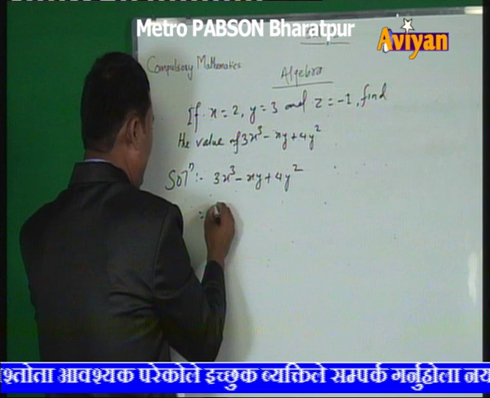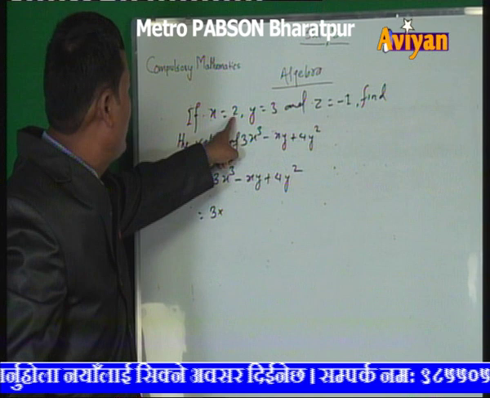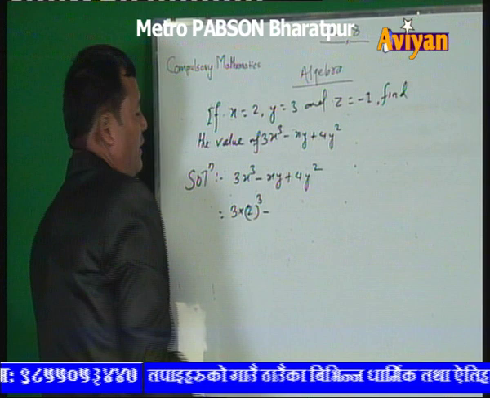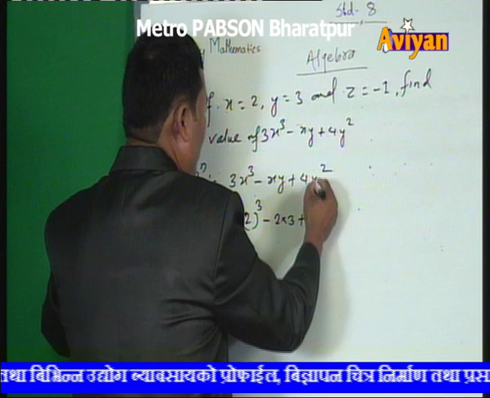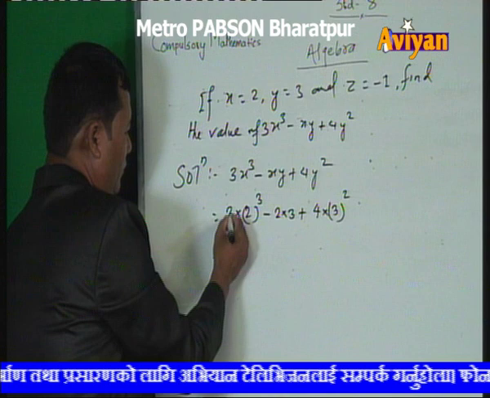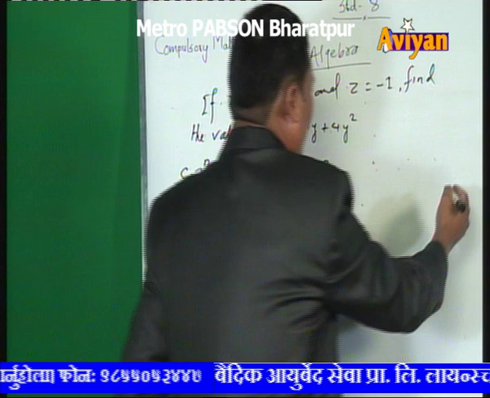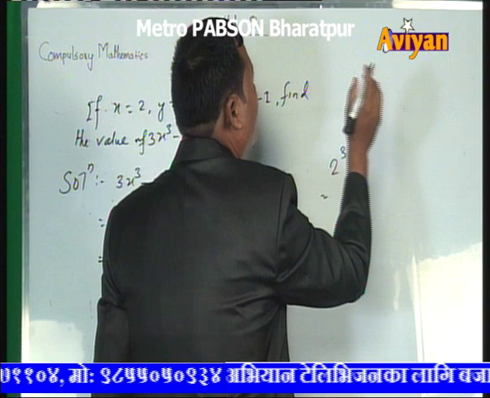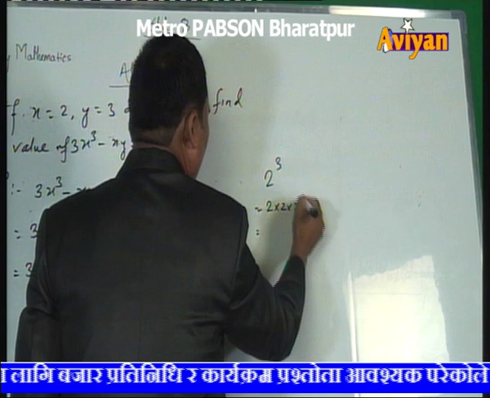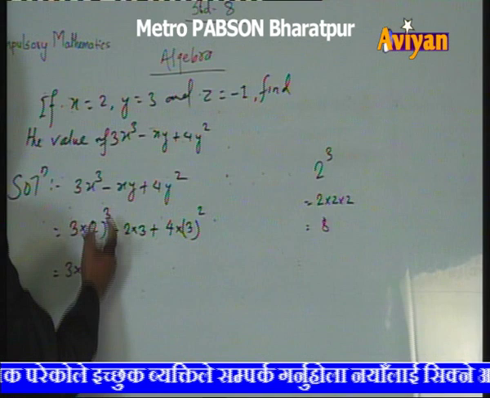3 is 3, then multiply. Value of x is 2, then whole power 3, minus x into y. What is the value of x? X is 2, into y is 3, plus 4, then y is 3, then power 2. 3 into 2 to the power cube. 2 to the power cube means 2 multiplied 3 times, not 2 times 3 is 6. That is a mistake, please, everybody. Listen, 3 times means 2 into 2 into 2, so its product will be 8. 2 to the power cube means 8. Don't be confused, 2 into 3 is a mistake.